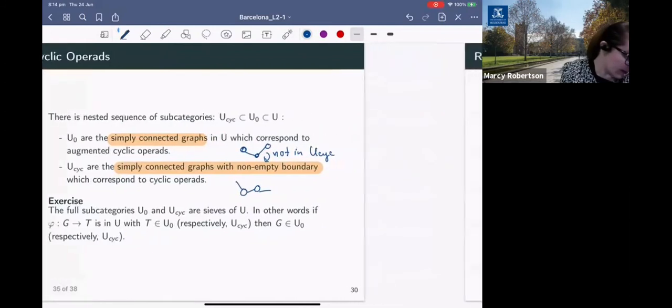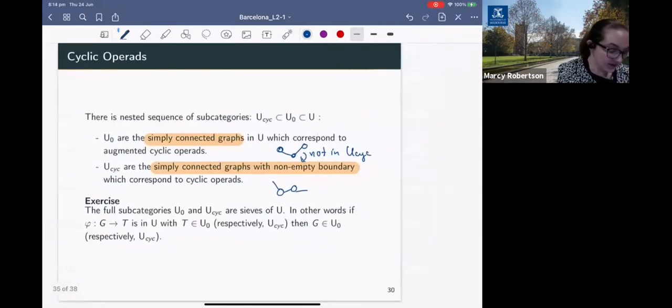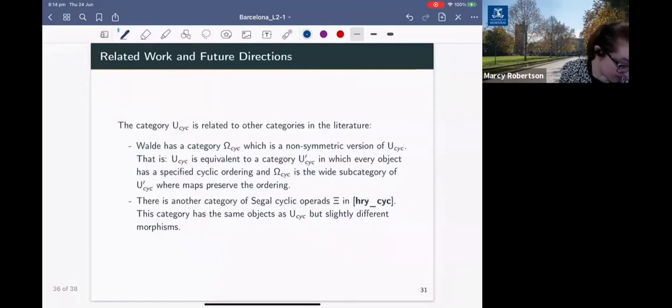Great. And so there are several related categories in the literature. So there's a paper by, and I apologize because I don't really know how to pronounce this guy's name, Wald, I'm guessing it's German, so Paul, if you're in the audience, I'm really sorry about that. So there's a category that he calls omega sub sic. So this is like a non-symmetric cyclic operad category. And so what's in here are parameterized non-symmetric cyclic operads, which I think a lot of people like to work with.